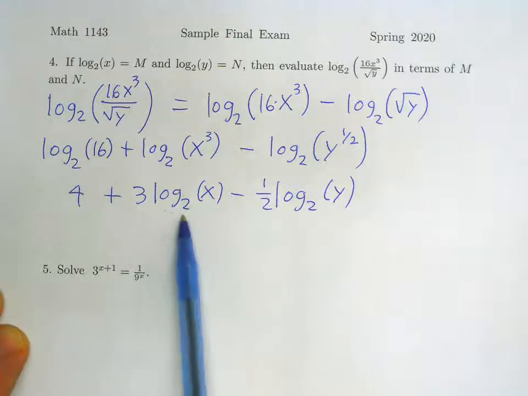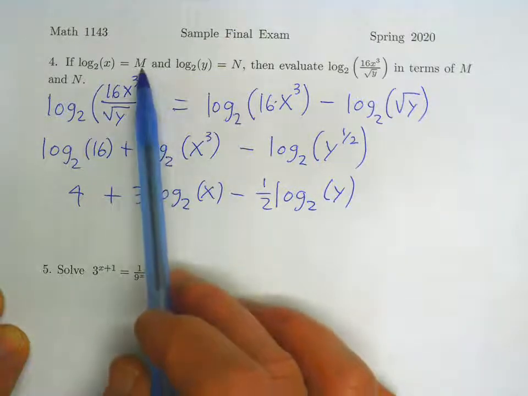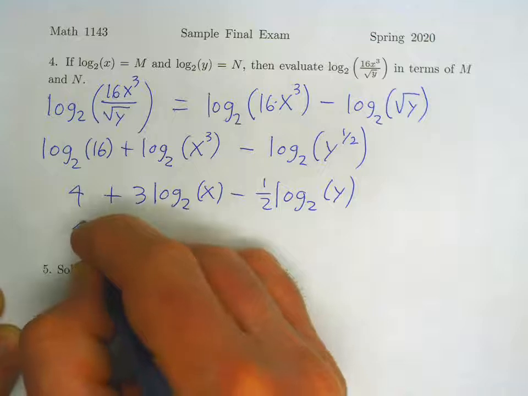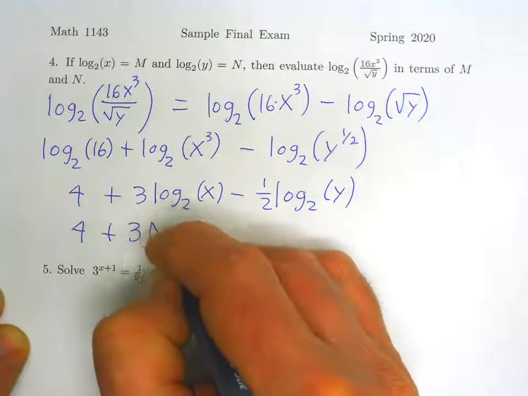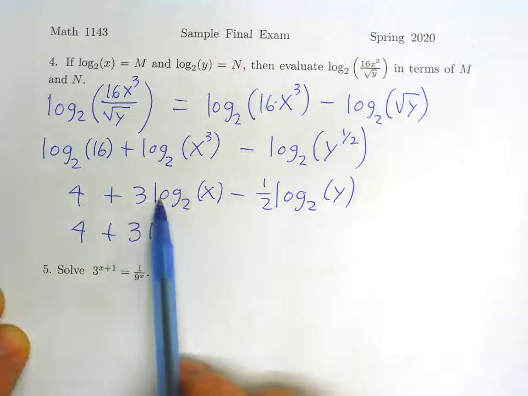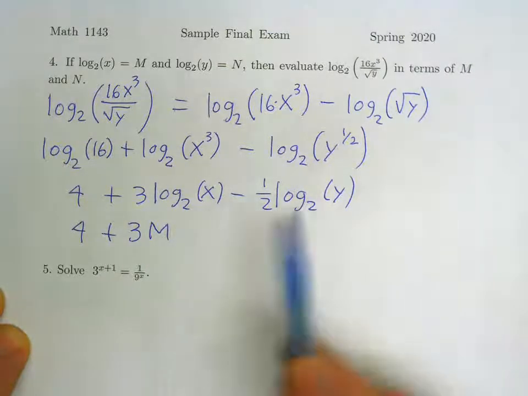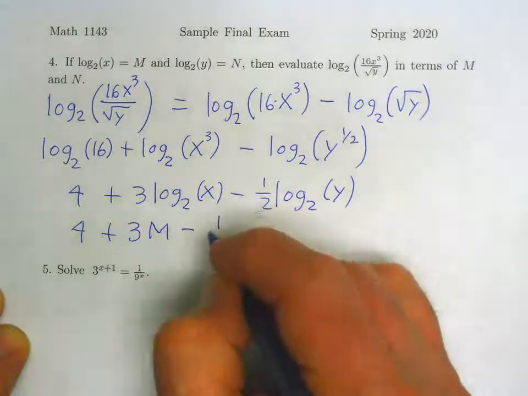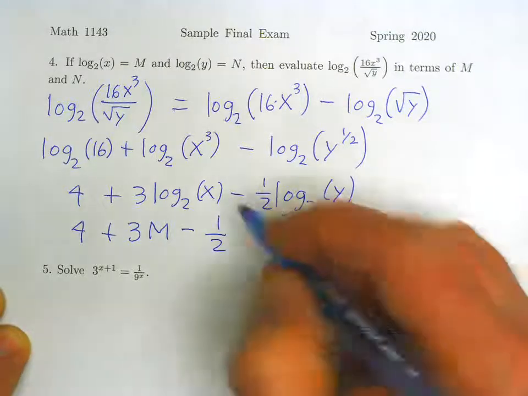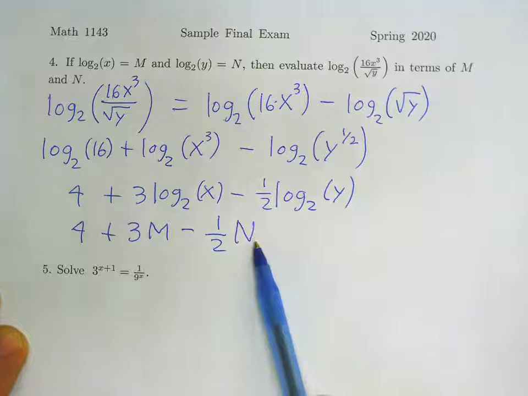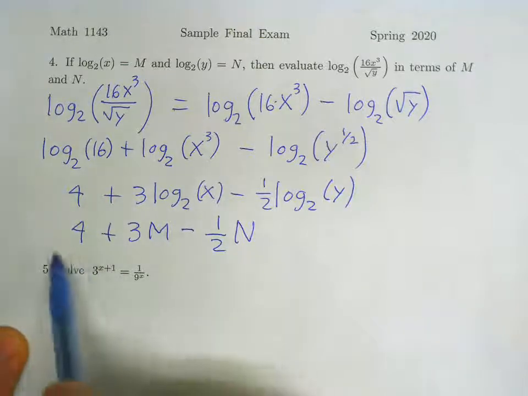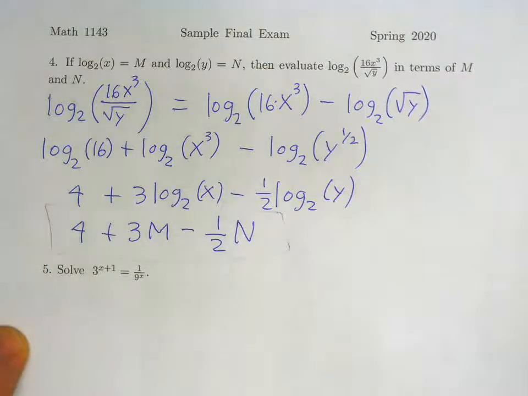The base 2 logarithm of x, we're going to replace that with capital M. So 4 stands alone, 4 plus 3 times M. We just replaced log base 2 of x with capital M. And we're subtracting 1/2 times capital N because log base 2 of y is capital N. So this is the desired result based upon the directions.